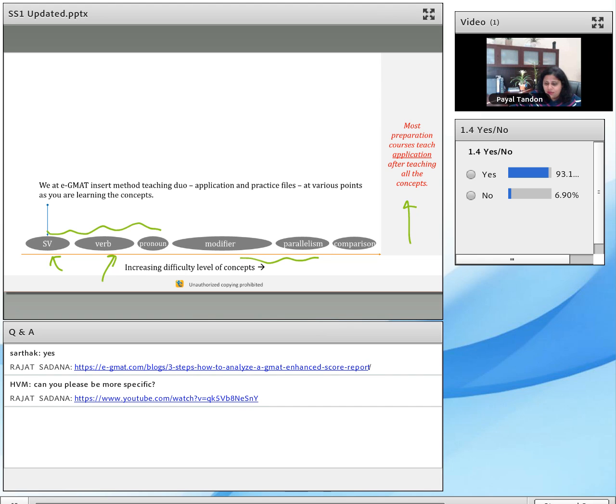Instead, what you need to do is learn application right when you're learning the concepts. And that's what we have done at e-GMAT. We have inserted these duos of application and practice files. And why are these required in pairs? Because in the application file, we take 4 to 5 questions and we give you guided practice.